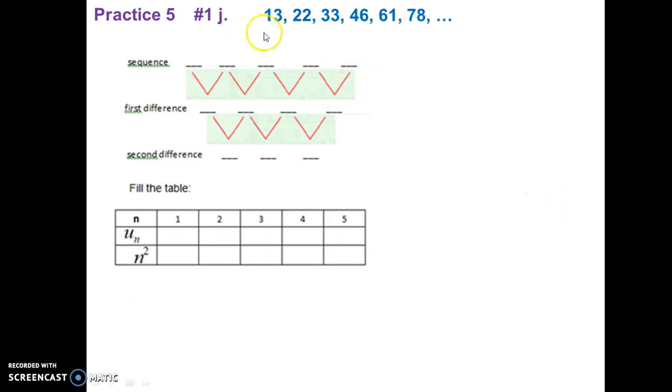Let's look at 1j. We have this sequence: 13, 22, 33, 46, 61. First difference: 13 to 22, plus 9; 22 to 33, plus 11; 33 to 46, plus 13, and so on. It's not linear, those are not constant. Let's look at our second difference. Oh, up by 2 every time. That tells us it must be quadratic. Fill the table.